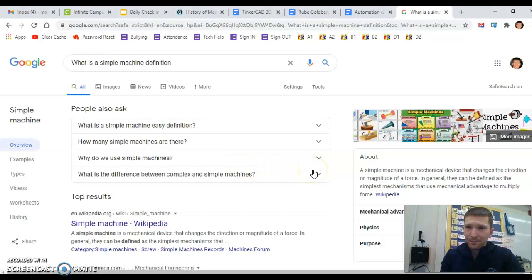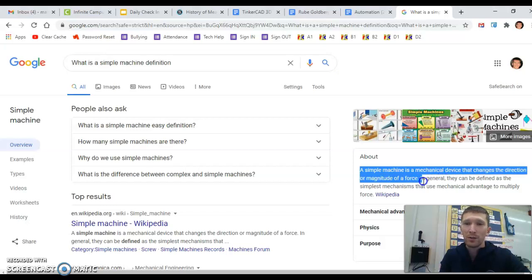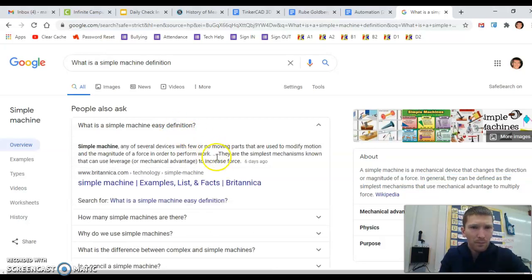And from here I want to look through a couple different meanings or examples that they give me so I can form my own understanding of what a simple machine is. On the side over here it says, a simple machine is a mechanical device that changes the direction or magnitude of a force. I could continue on, but I'm getting a general idea of what that means. And here it says, simple machine, any of several devices with few or no moving parts that are used to modify motion and the magnitude of force in order to perform work. So again, it's talking about modifying motion and the magnitude of force. So I'm going to write from these two things here.